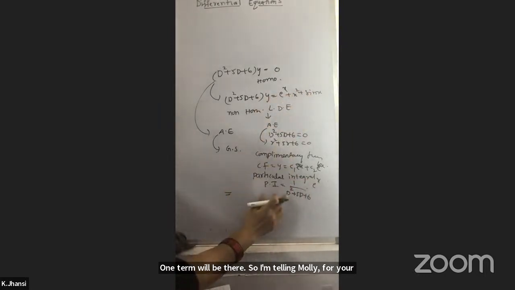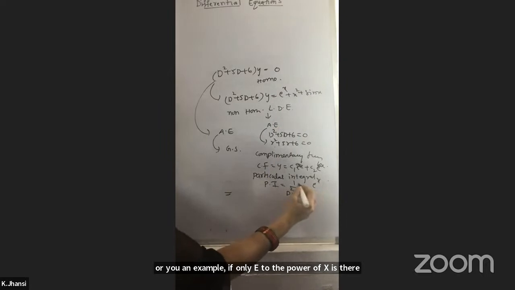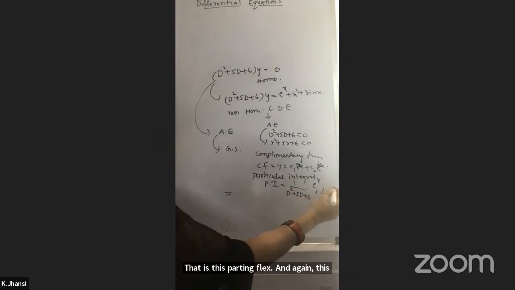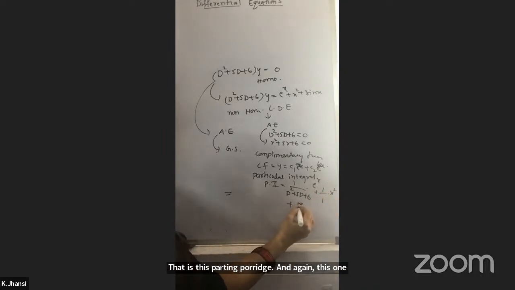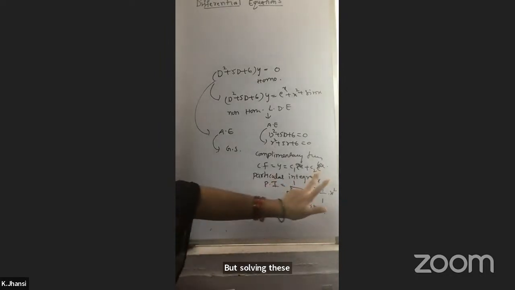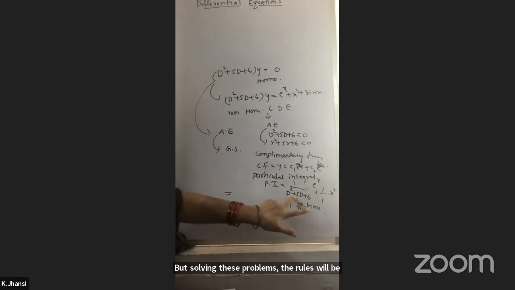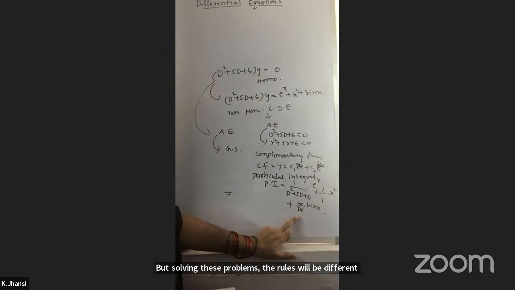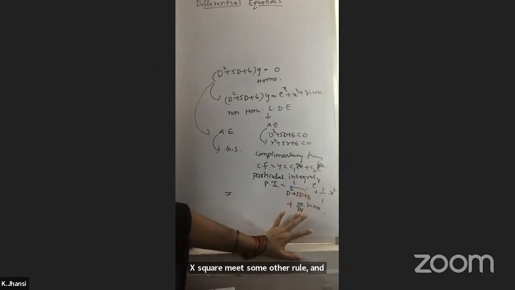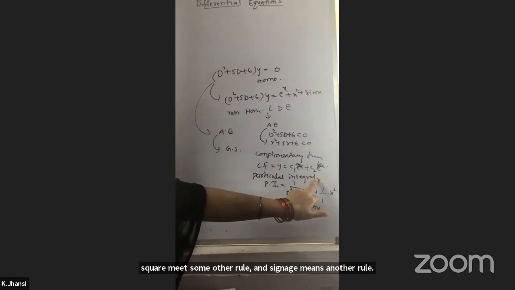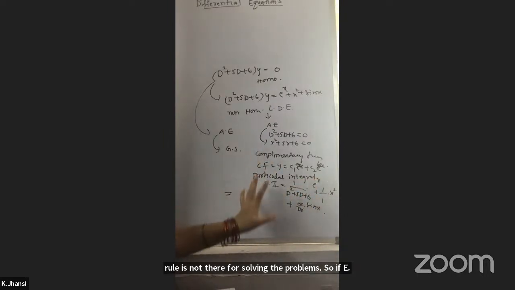If three terms are there, you have to split this into e power x, and again numerator and denominator into x square, and again numerator and denominator into sin x. For solving these problems, the rules will be different. If e power x is there, one rule will be there. x square means another rule, and sin x means another rule. The same rule is not there for all. So if e power x is there, directly substitute the coefficient of x here and you will get the answer.